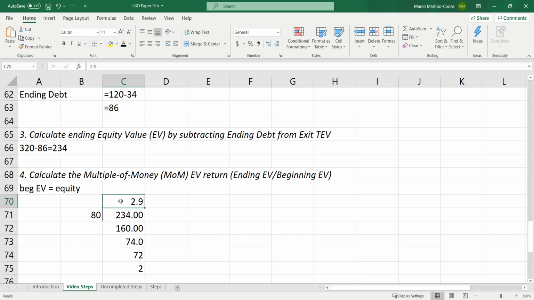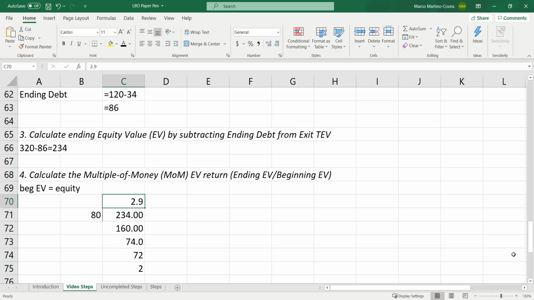So again, leverage just amplifies the results, good or bad. In our case, we ended up selling the company for more than we paid and more than the equity we ended up putting into it, and we were still able to pay down our debt. So that's great.